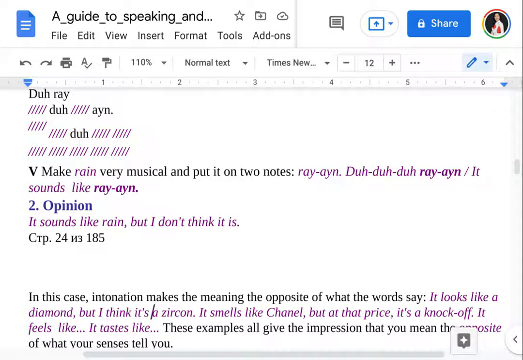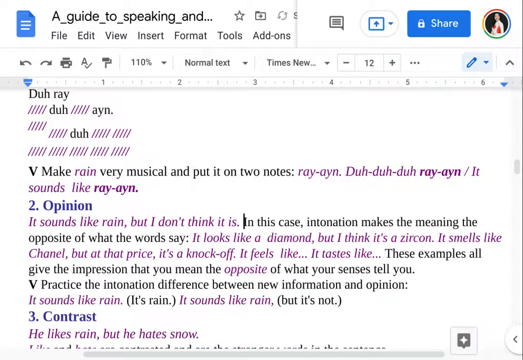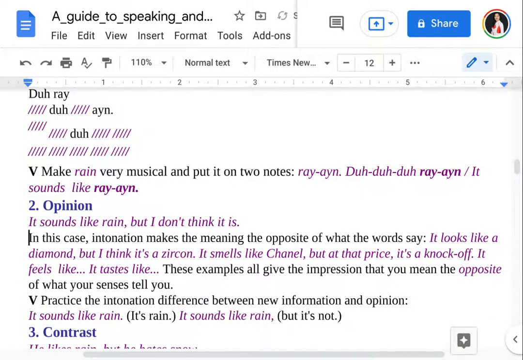2. Opinion. It sounds like rain, but I don't think it is. In this case, intonation makes the meaning the opposite of what the words say. It looks like a diamond, but I think it's a zircon. It smells like Chanel, but at that price it's a knockoff. It feels like, it tastes like. These examples all give the impression that you mean the opposite of what your senses tell you.